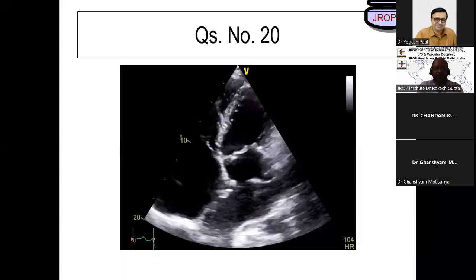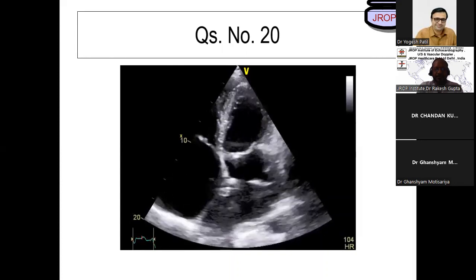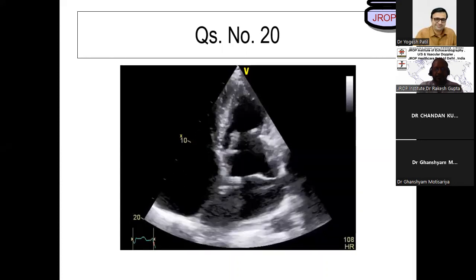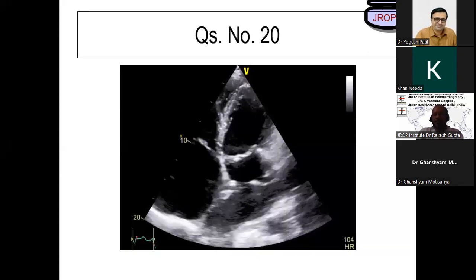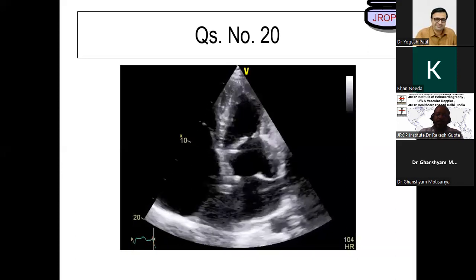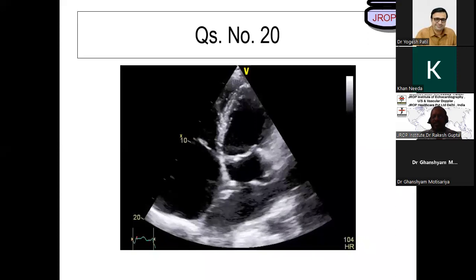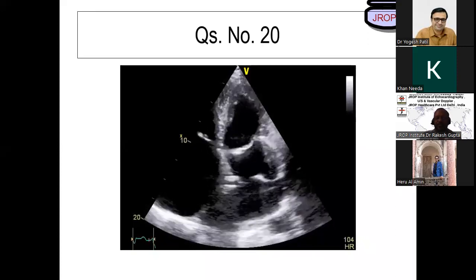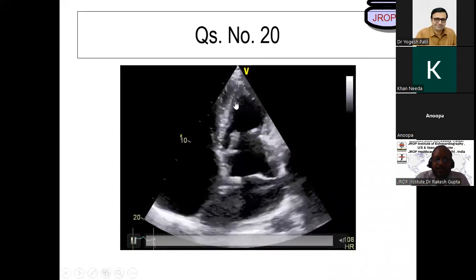In the left side, so the left atrium. Nida Khan has already raised her hand. Try. You can do it. Vasudev Utpat has also raised his hand. And what is this structure?